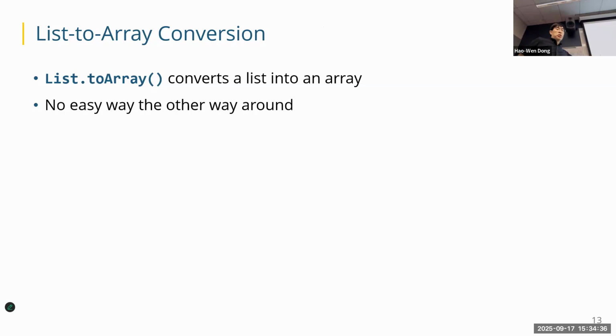Cool. And you can actually convert between list and array. With list.toArray, you will convert a list into an array. There's no easy way the other way around. So if you want to create a list from an array, you just initialize a list, and then you just append through the whole array. That should be the easy thing.